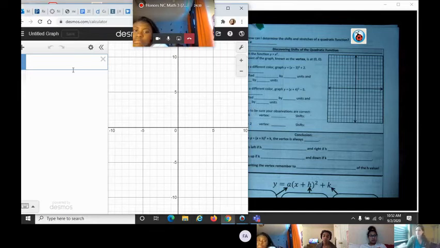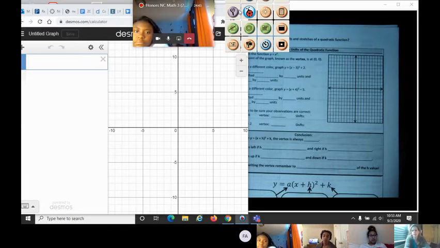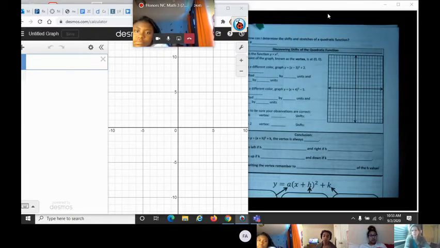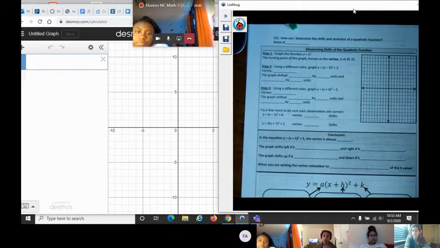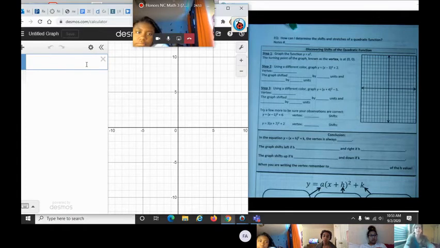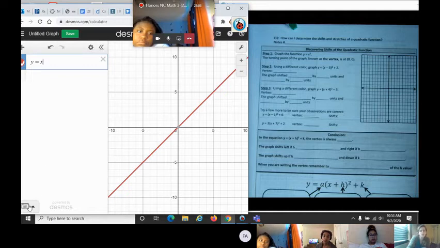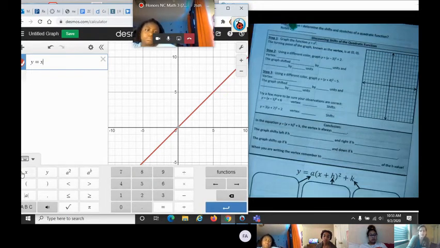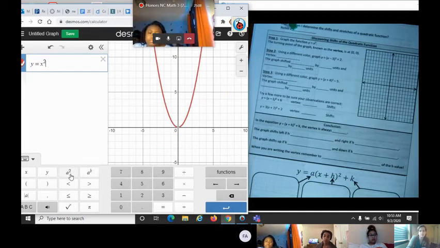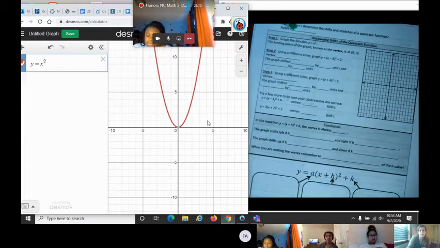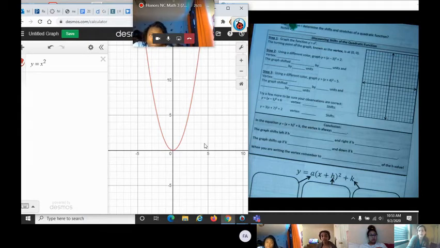Okay, so the first thing it asks you to do, it says graph the function y equals x squared. So that's what we're going to do on Desmos. Y equals x. And then to get the square, you can do Shift 6 and then 2. Or if you aren't used to that shortcut, you can just go down and click the little keyboard and then click the square button. Okay, and it'll come up with our quadratic function.